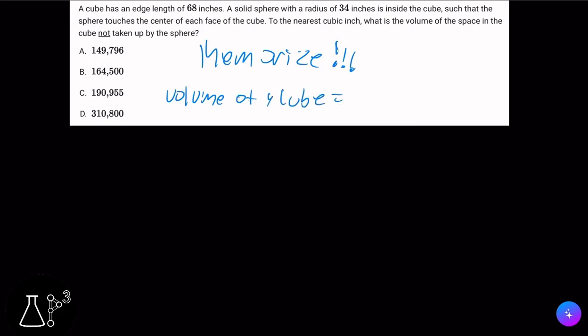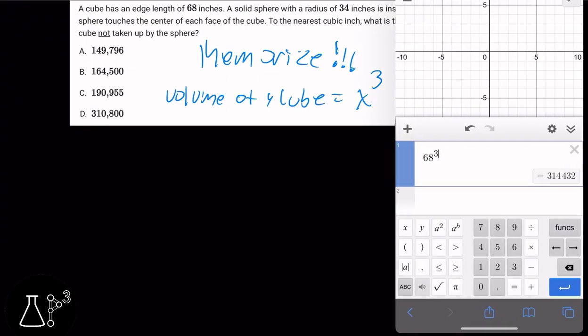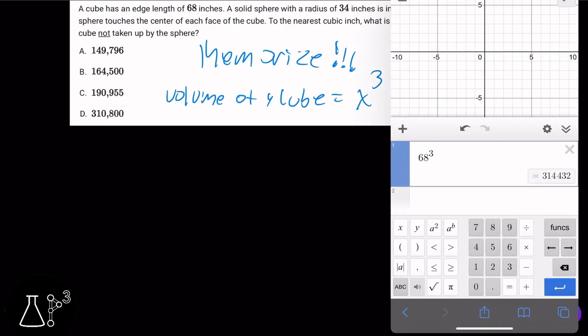It's just x cubed. So any edge length to the power of 3 will give me the volume. In this case, we have 68. So the volume of the cube in this example equals 68 to the power 3, or cubed, and if we plug it into Desmos, I'm going to get 314,432. This is my volume of the cube.